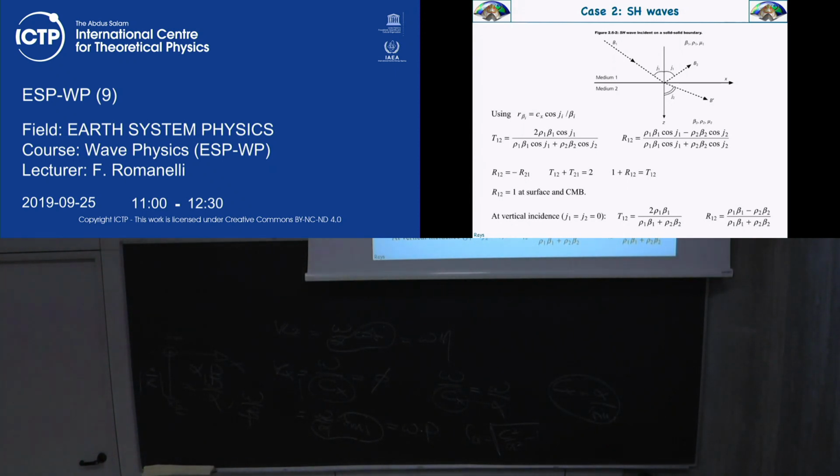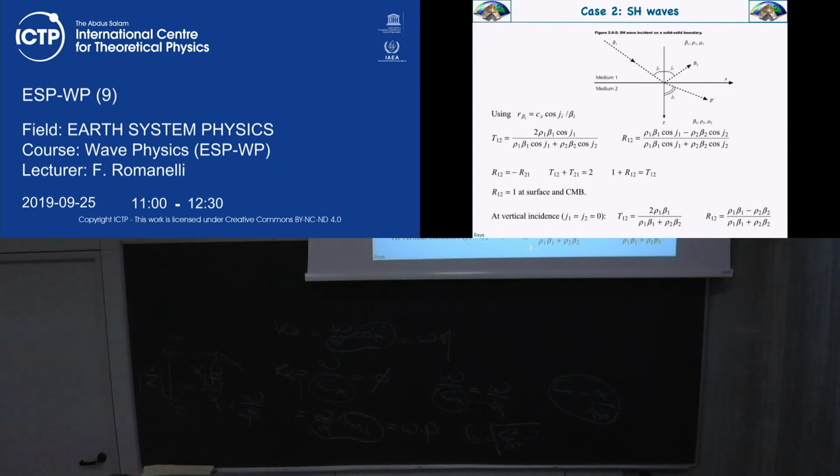And you can imagine what's going to happen in some specific cases. Free surface, T is 0, R is 1. Everything is reflected. Core mantle boundary, we will see. It's an interface with a fluid. No S, it's a free surface. Everything is reflected. Vertical incidence, well, the two angles are 0.